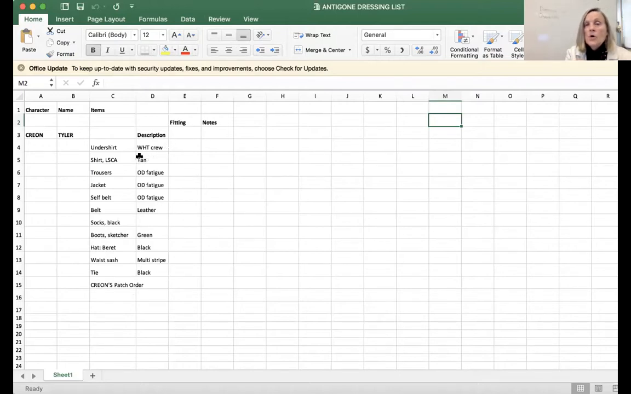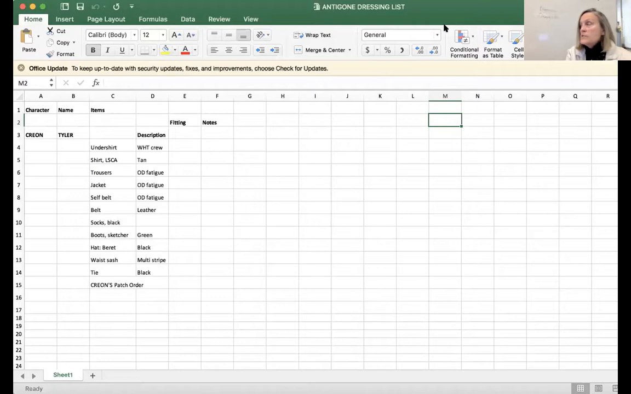Okay. So he had a tan shirt. I had two of them pulled to make sure we could get the right fit. He did have olive drab fatigue trousers, matching olive drab fatigue jacket, and an olive drab fatigue belt, self belt, meaning it went with the jacket. He also wore a leather belt to hold his trousers up. He wore black socks. He had green Skecher boots. He had a black beret. There were multiple sashes pulled, and we determined that he was wearing the multi-stripe waist sash and a black tie. So this is his dressing list, right?